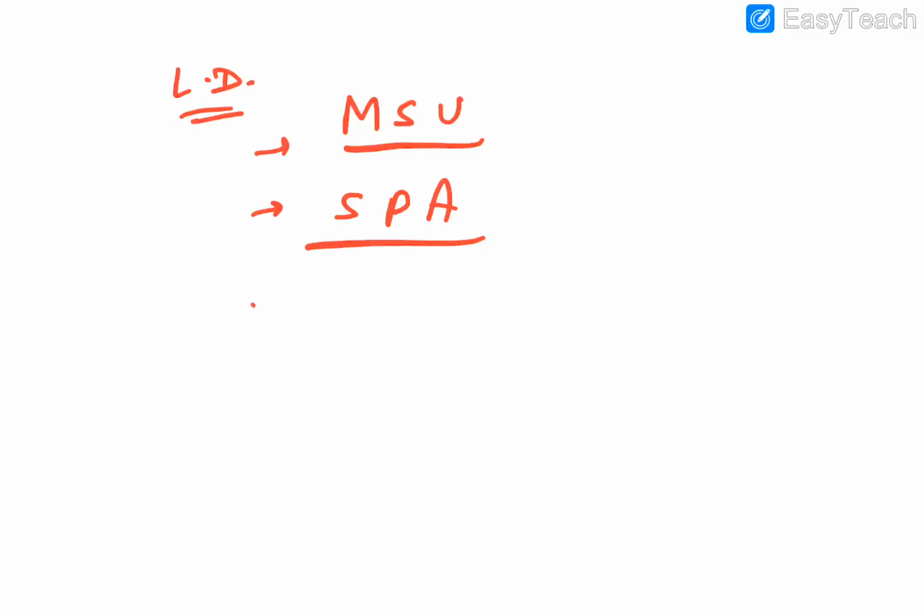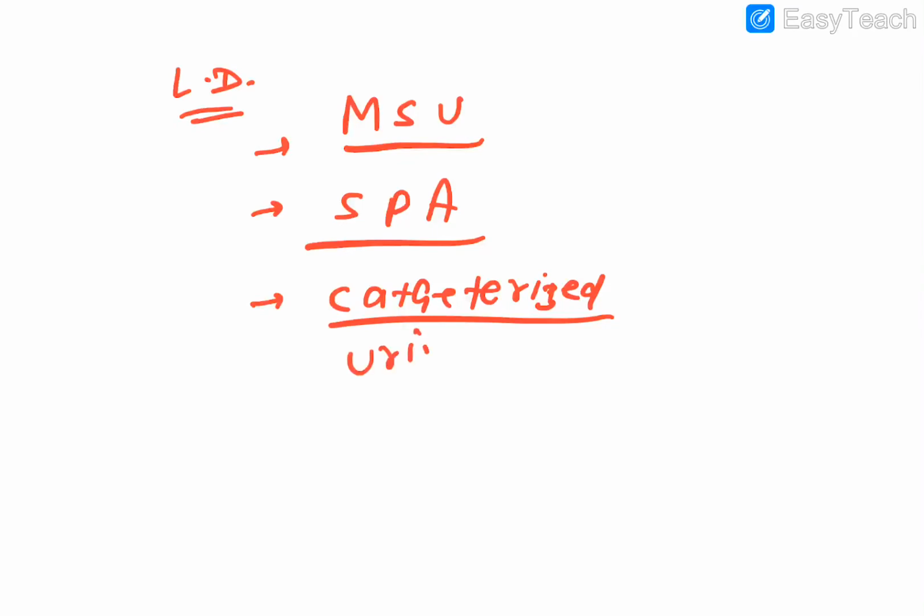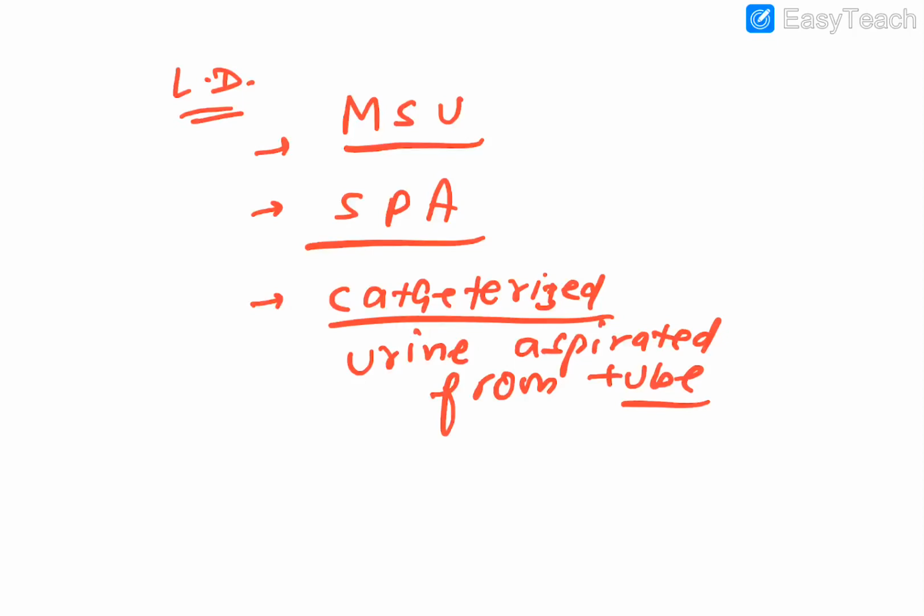Fine. And if your patient is catheterized, then from the catheter tube you will aspirate the urine. Okay, so urine aspirated from the catheter tube. Don't take it directly from the urine bag. You have to take it from the catheter tube. Okay, so MSU stands for midstream urine sample, SPA stands for suprapubic aspiration, and this is the catheterized one.